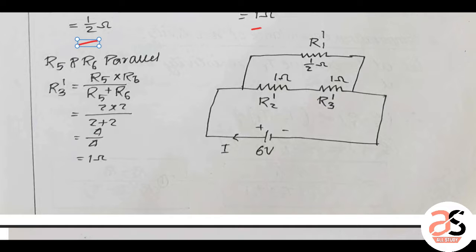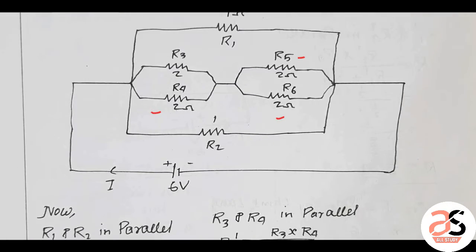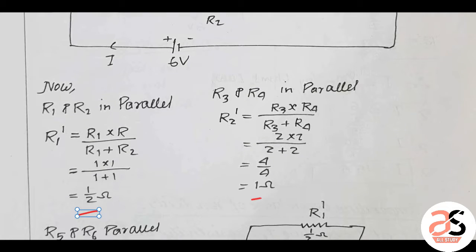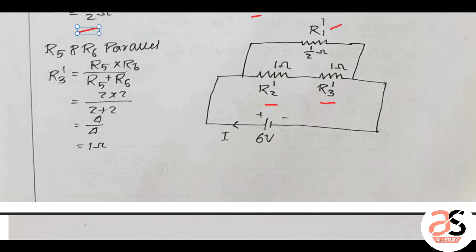R5 and R6. Now this is R2 dash, R3 dash. Now R5 and R6 they are in parallel. They are also in parallel. And these two are also in parallel, R1 and R2. So the figure will be like this. This is R1 dash, this is R3 dash, R2 dash.